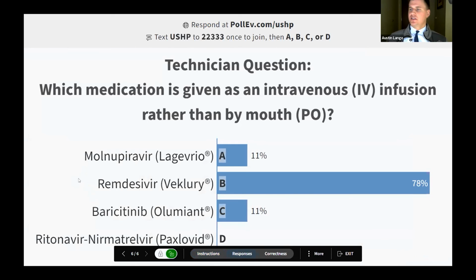Boom, correct. So remdesivir is the IV infusion, typically 200 milligrams on day one, followed by 100 milligrams IV for 4 days total or until discharge. Whereas molnupiravir or baricitinib and the ritonavir and the nirmatrelvir is all by mouth. So you guys did really well with that one.